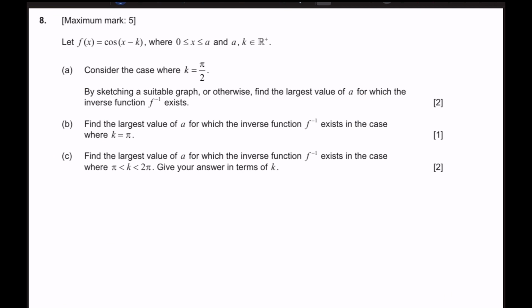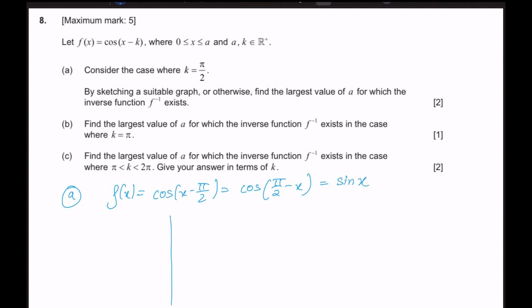Alright, now in question number 8, let f(x) equal cos x minus k, where the domain of this function is from 0 to a, and the values of a and k belong to the positive real numbers. By considering the case where k equals pi by 2, we have to find the largest value of a for which the inverse function exists. Okay, f(x) will be cos(x minus pi by 2). Cos(x minus pi by 2) can also be written as cos(pi by 2 minus x). Cos 90 minus x is obviously sin x.